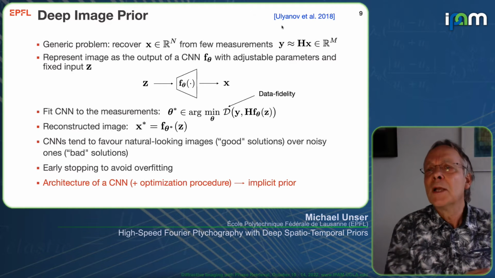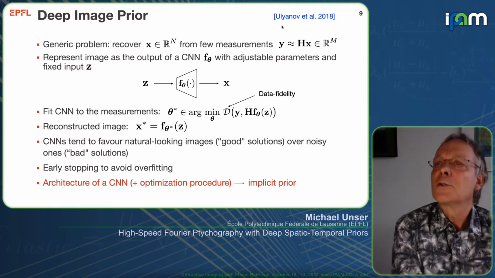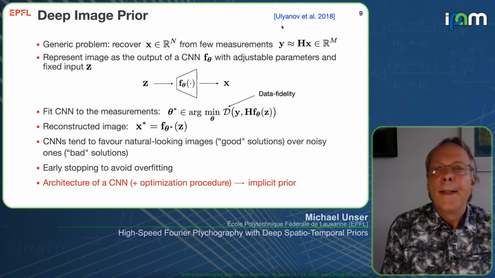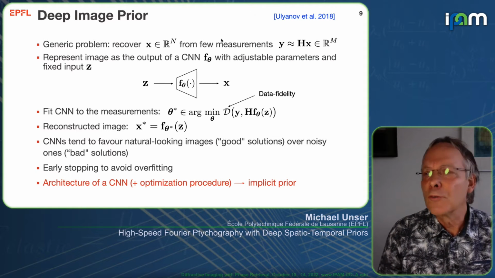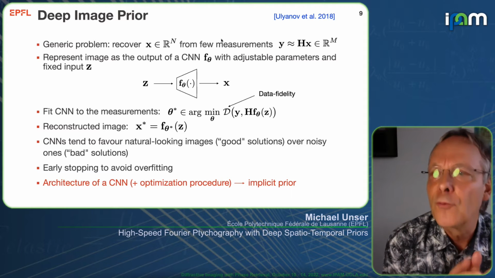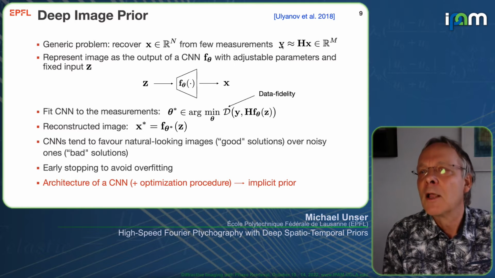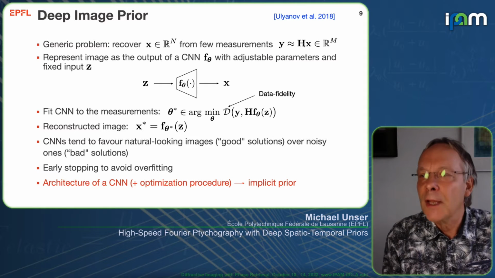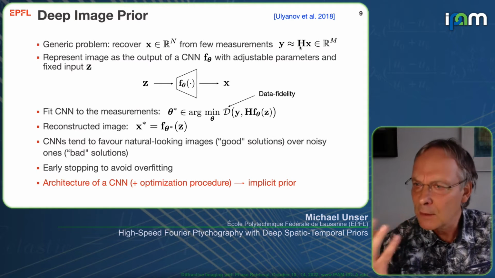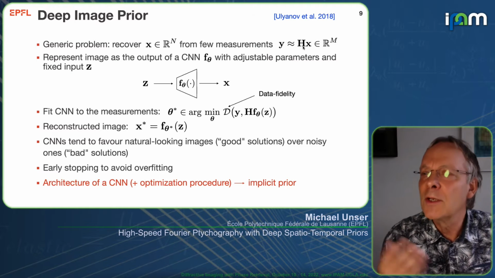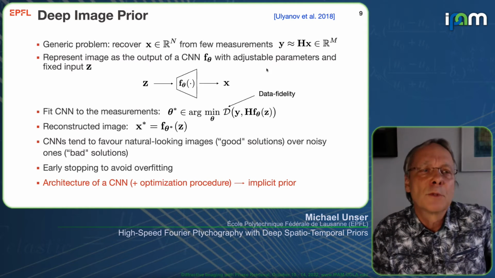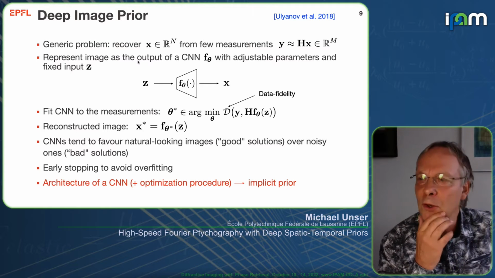Okay, so that was introduced by Ulyanov, 2018. It is a generic method that can work for almost any inverse problem. An inverse problem is like, say, y equals Hx, where H represents the physics, but it was initially designed for linear inverse problems. So here, what is the concept?